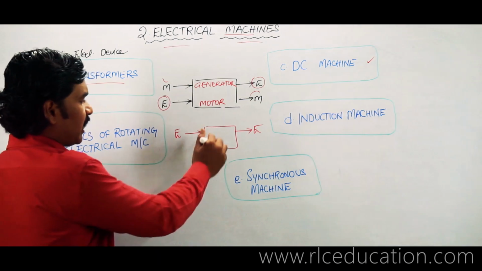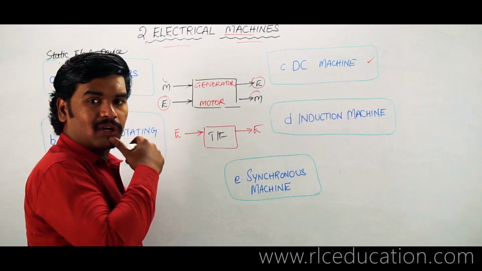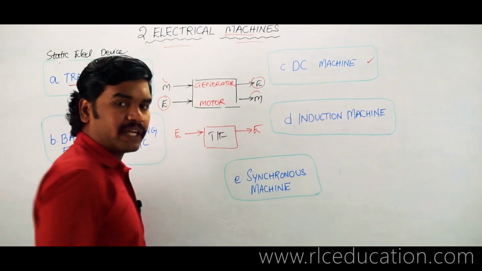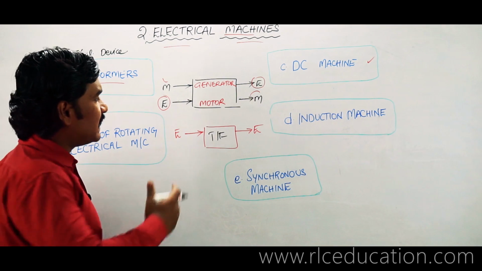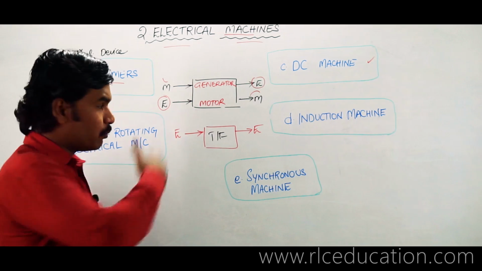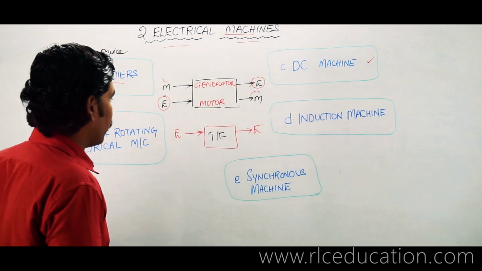Okay, be it a transformer or a machine, a machine which converts electrical to mechanical or mechanical to electrical, vice versa, or a transformer which converts electrical back into electrical only. But how does this kind of conversion take place in these two devices? This is a rotating device, this is a static device. In fact, both of them are devices only.